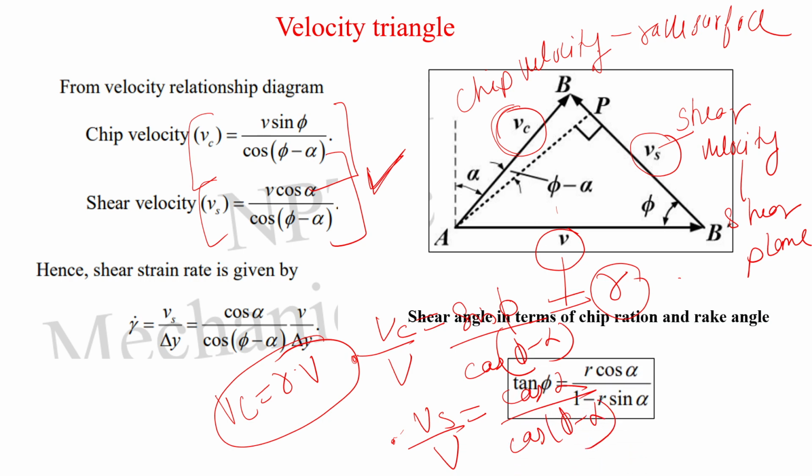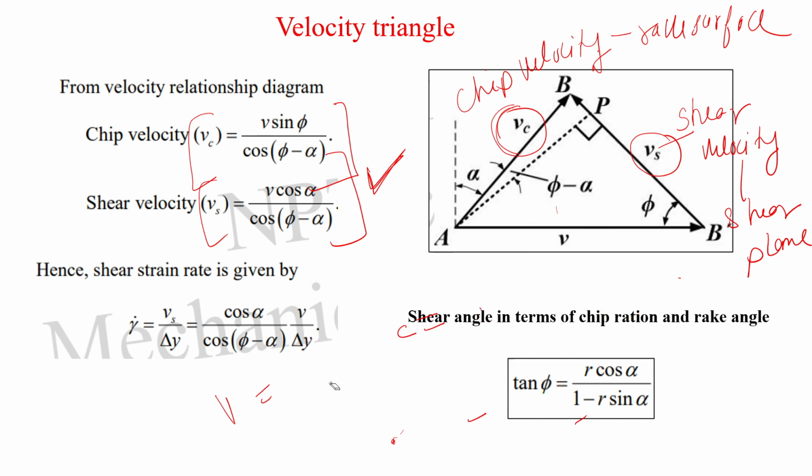Now there is one important formula. You know about this formula, tan phi is equal to R cos alpha upon 1 minus R sin alpha. You might have seen this. Okay.